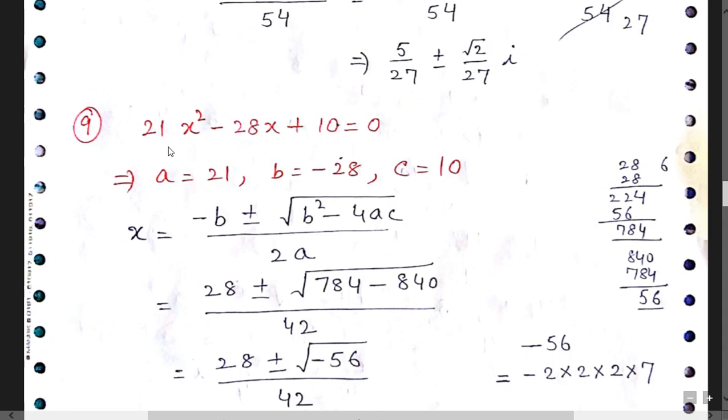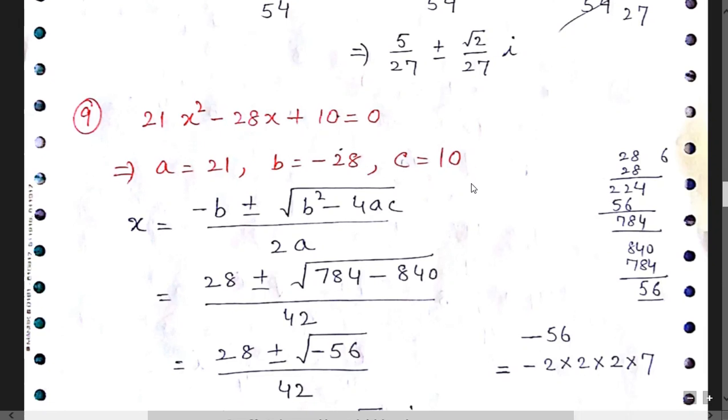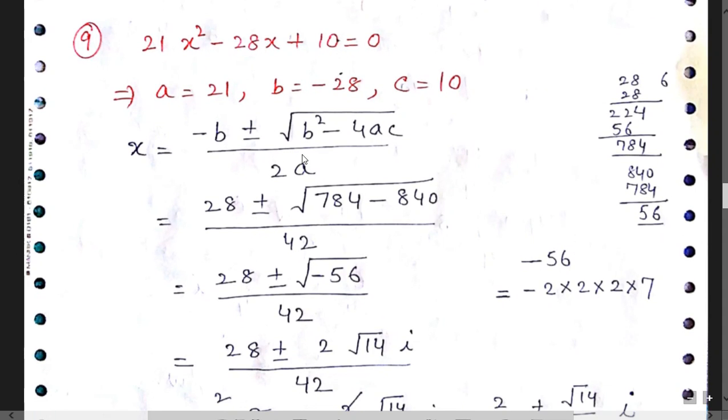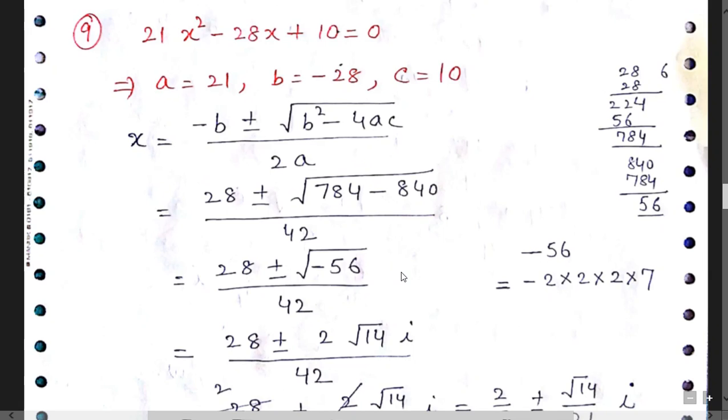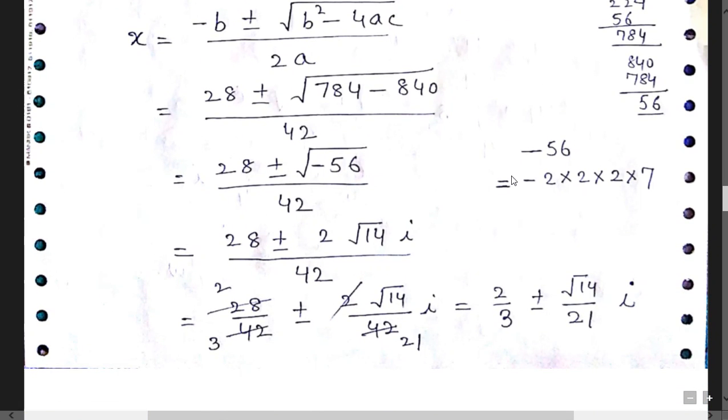Question number 9. 21x squared minus 28x plus 10 is equal to 0. Clearly you can write the values of a, b, c. Then insert these values in the formula. You will get square root of 784 minus 840. It's minus 56, and when I split 56 into its factors, it can be written as 8 into 7, means 2 into 2 into 2 into 7. By taking 2 outside the square root bracket, you can write 14 inside the square root bracket and i because of the negative sign.